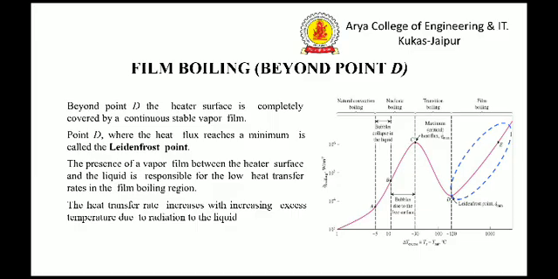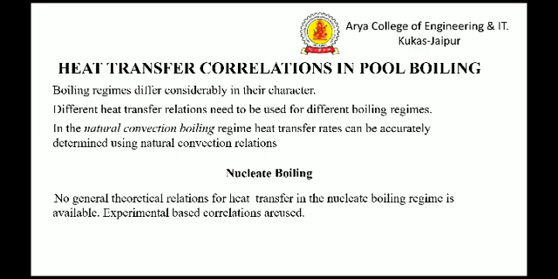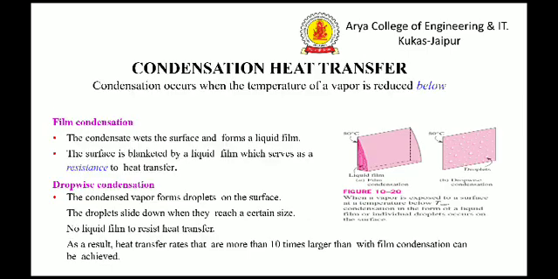Film boiling is the region beyond point D. Beyond point D, the heater surface is completely covered by a continuous stable vapor film. Point D, where the heat flux reaches a minimum, is called the Leidenfrost point. The presence of a vapor film between the heater surface and the liquid is responsible for the low heat transfer. Heat transfer correlations in pool boiling: boiling regimes differ considerably in their character, so different heat transfer relations need to be used for different boiling regimes.